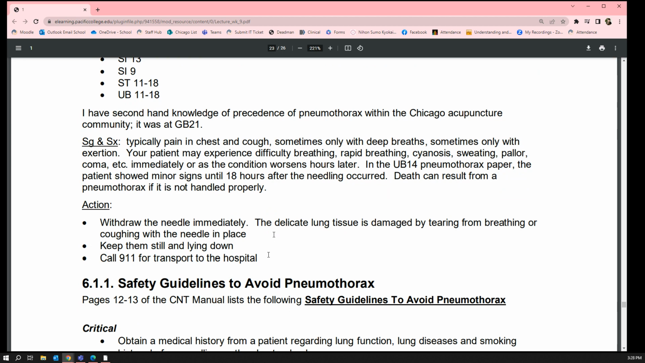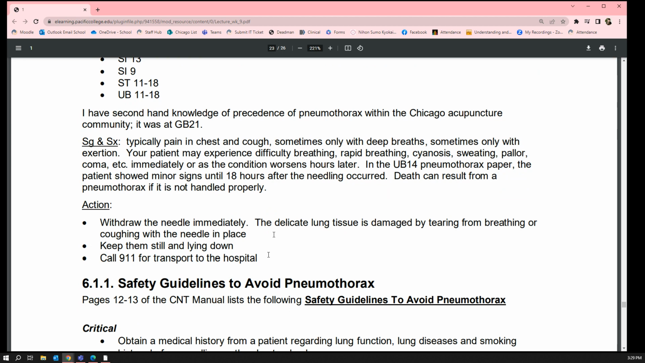So how do we know that we've caused a pneumothorax? Typically, you're going to have pain in the chest and coughing. Sometimes it's only with an inhalation, only with a deep breath. Sometimes only with exertion. There may be difficulty breathing or rapid breathing, cyanosis, sweating, pallor, or even loss of consciousness. This can happen immediately or as the condition worsens hours later.